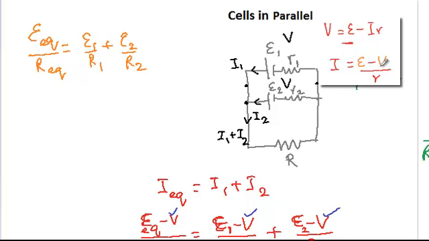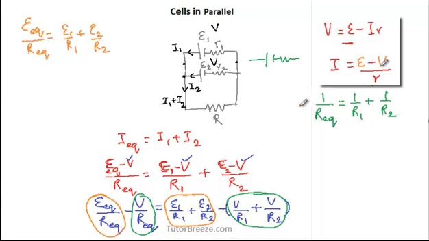Now if you just look at the two terms that we've derived, one is 1 over R equivalent is 1 by R1 plus 1 by R2. The other is E equivalent over R equivalent is E1 over R1 plus E2 over R2.